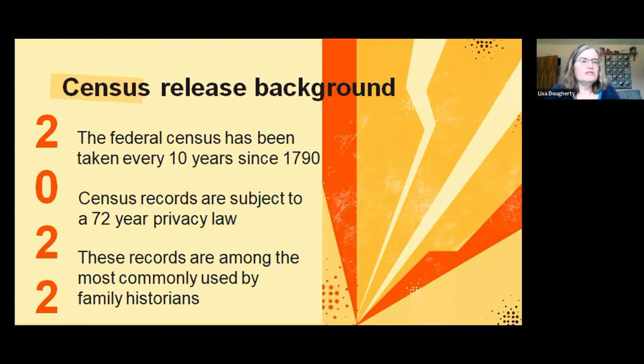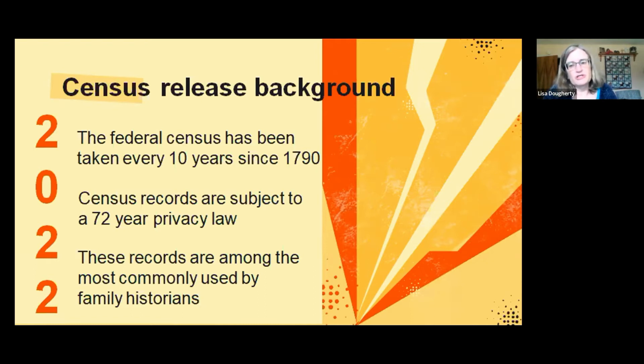There is a 72-year privacy law in place when it comes to census records. So in other words, if a census has been taken in, say, 1950, it needs to be 72 years old before it is released to the general public. And the reason behind that is 72 years was a calculated life expectancy when these laws were put in place in the 1950s. So that was a life expectancy of about 72 years. And the reason, of course, was privacy, because even in the 1950s, there were privacy concerns, as we have a lot more of those today.